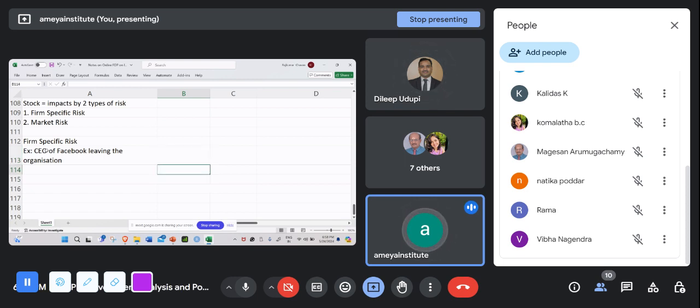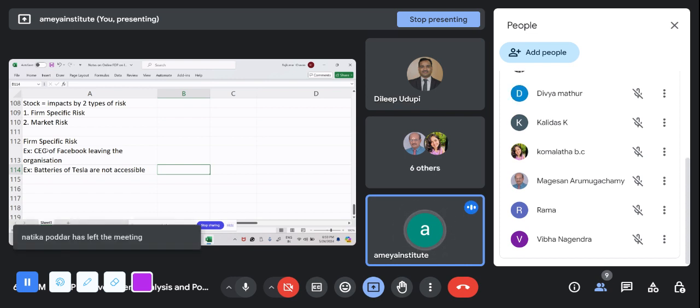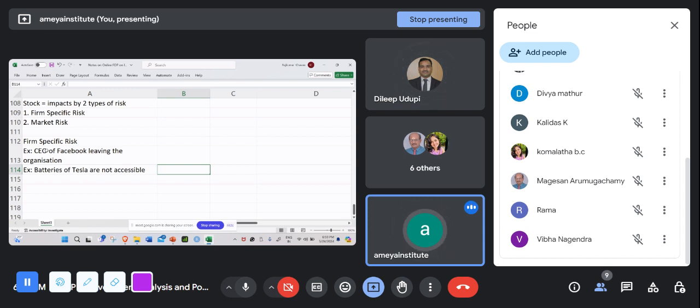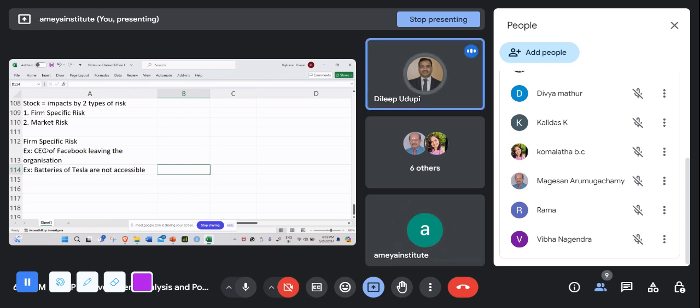One more example related to firm specific risk: let's say the batteries of Tesla company are not accessible. Because they believe in the e-vehicle concept, they are not able to access so much battery. So what will happen? Tesla stock will be hit. Once again, this is related to firm specific risk, which can impact the stock returns of the Tesla company. Am I clear?